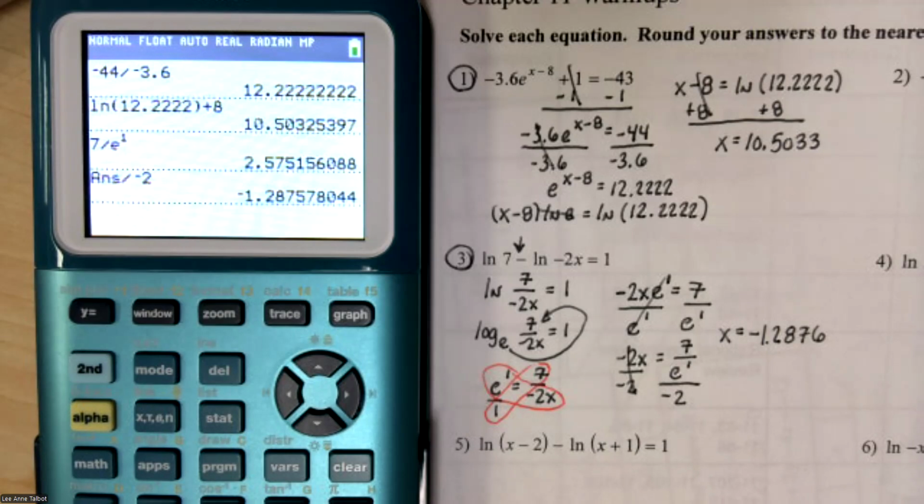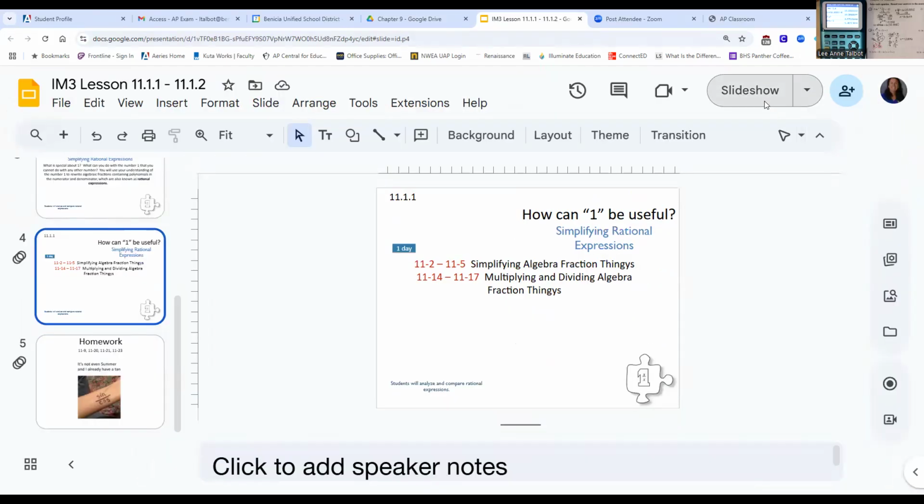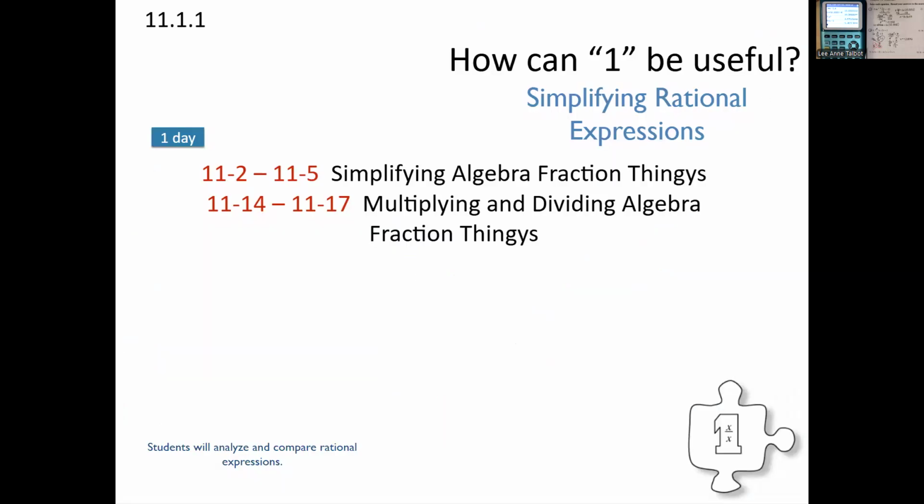Okay. Now let's talk about the agenda. Which is not here, it's here. So chapter 11 is called rational expressions. Let's talk about those words. So rational means ratio, which I want you to think of as a fraction. An expression means things that have x's in them, and it's added together, like polynomials kind of. I like to call them algebra fraction thingies.